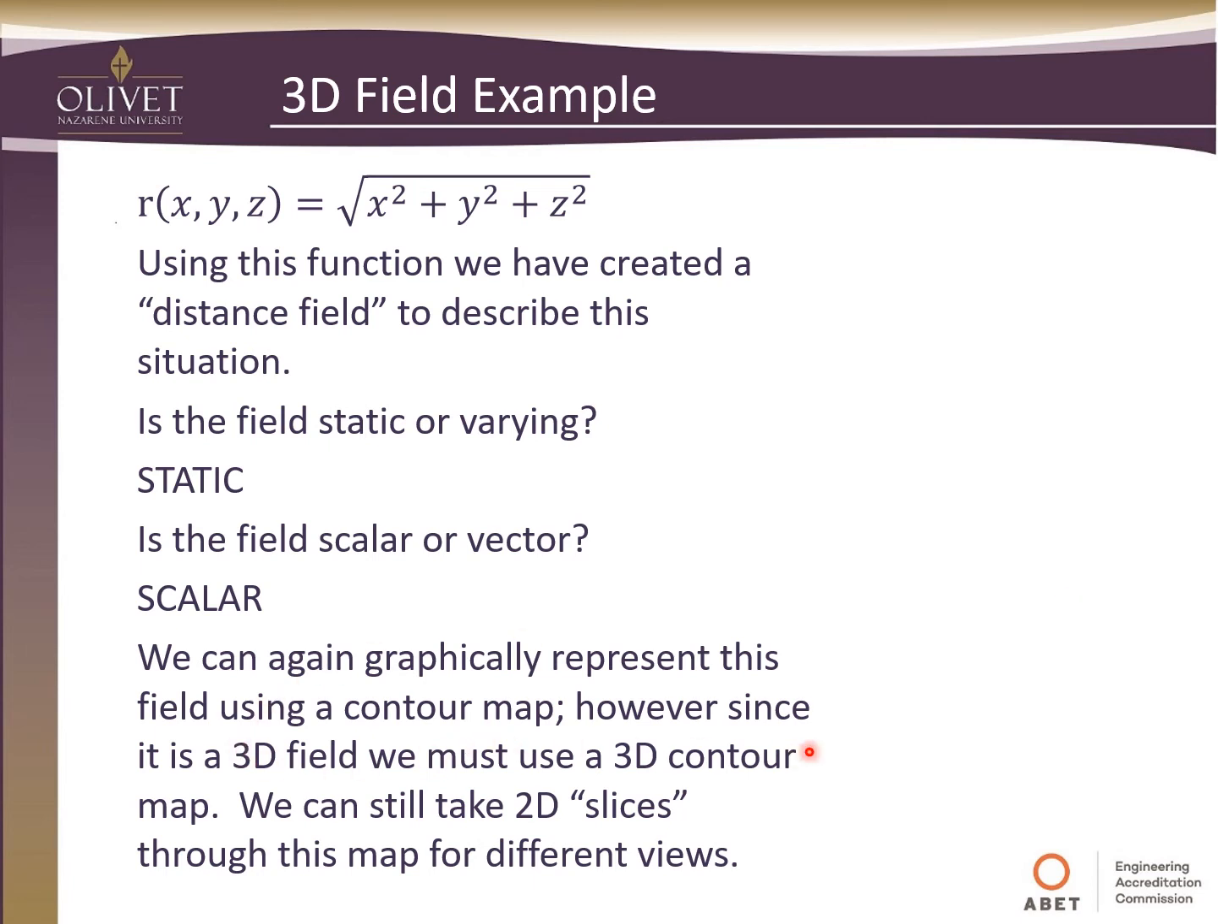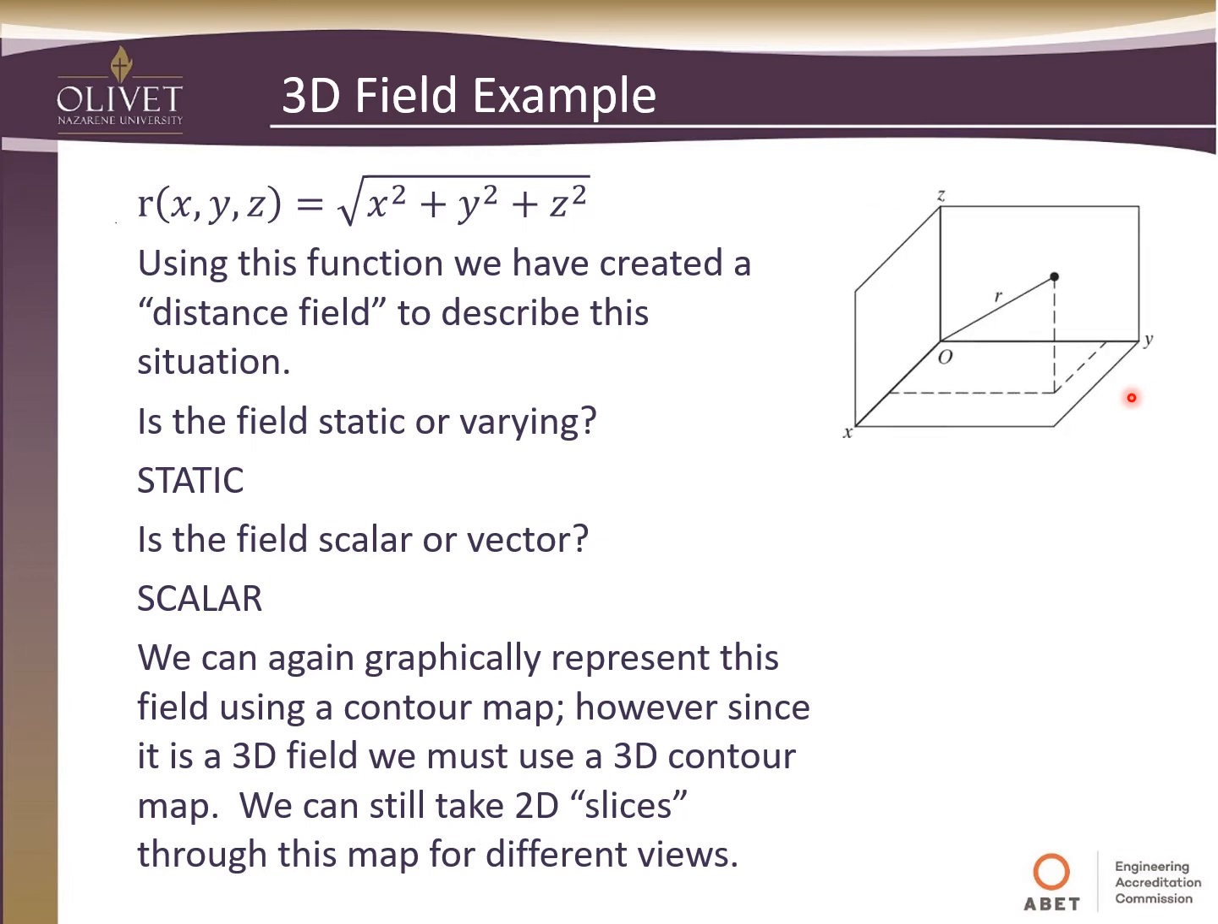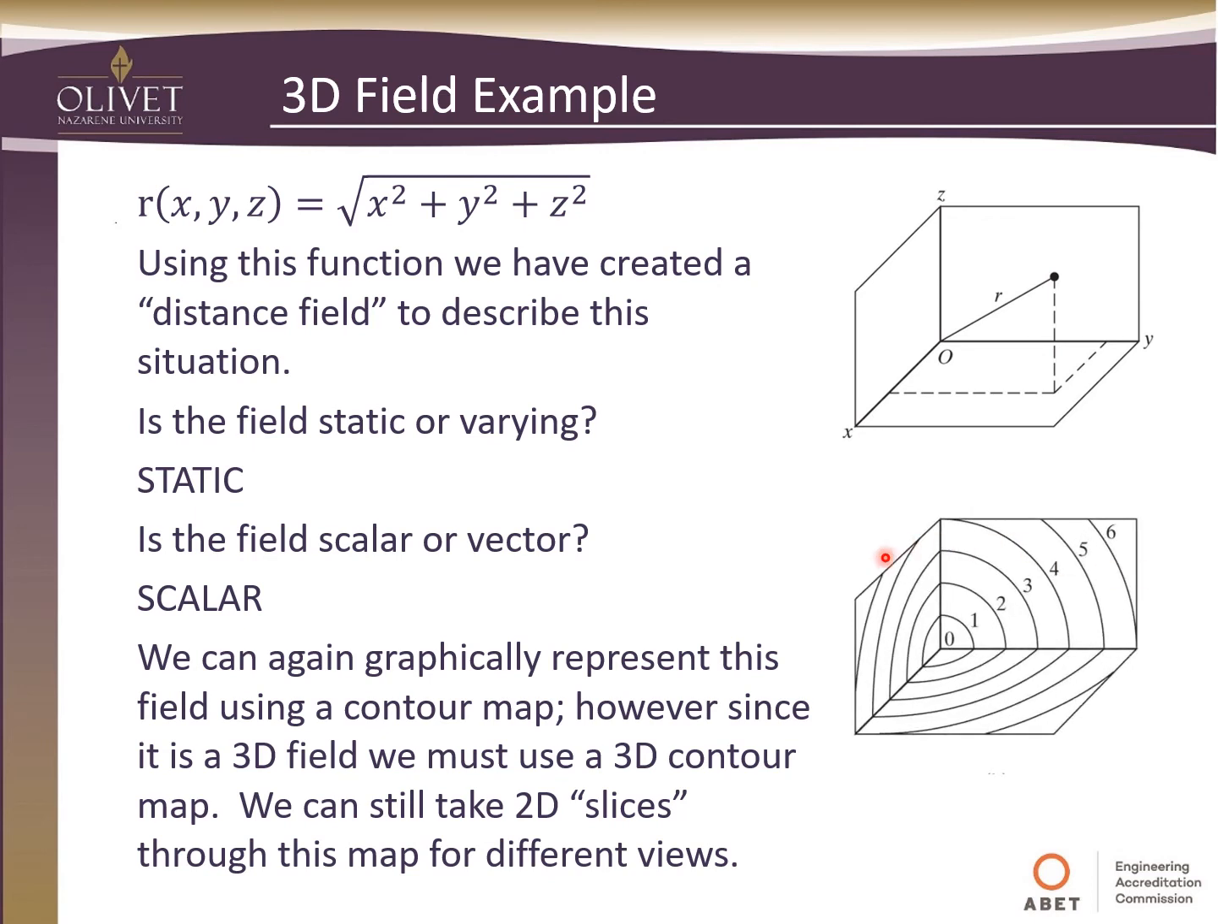However, since it is a 3D field, we must use a 3D contour map. Or again, we can take 2D slices through the map for different views, which is common in a lot of applications. So here's the 3D representation of that. At any point we'll have a radial arm going out that has an x and y component associated with it and a z component. We can have the contour maps as well. Here we could take a slice. If we were looking just from this direction, that would be our contour map, or straight down the floor would be another, and so on.